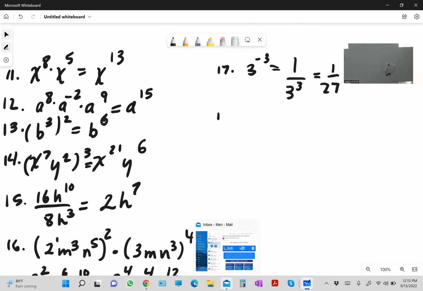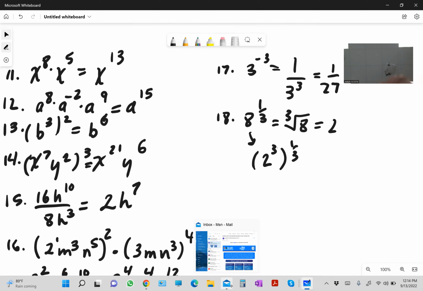We all make them. 18, we got 8 to the 1/3. Well, that is indeed the third root of 8, which is just 2. Or you could have done it this way, which is you represent 8 as 2 to the 3rd raised to the 1/3. See, 2 to the 3rd is 8. Then you apply the rule that you multiply exponents. That's 3/3, which is 2 to the 1st, which is 2. Same answer.